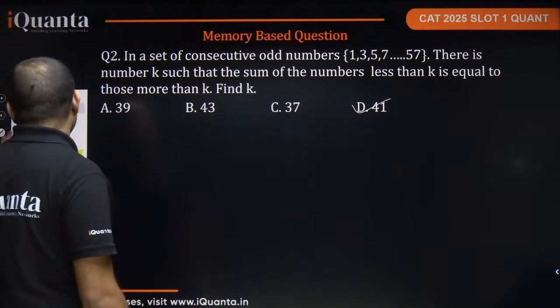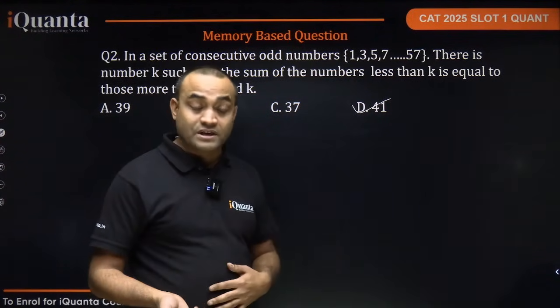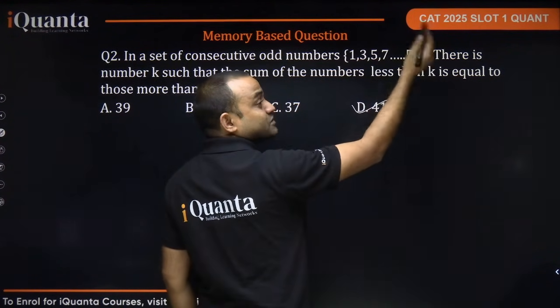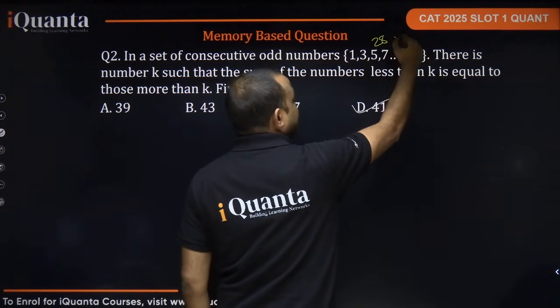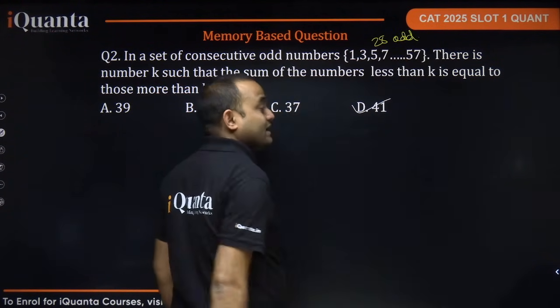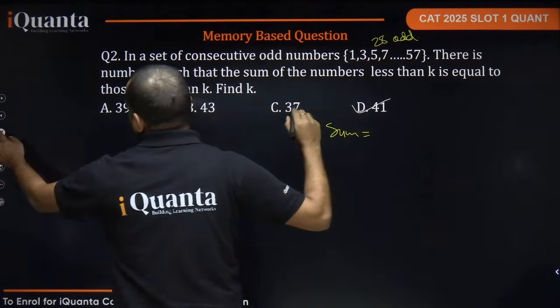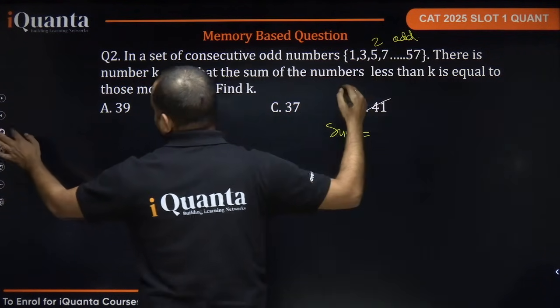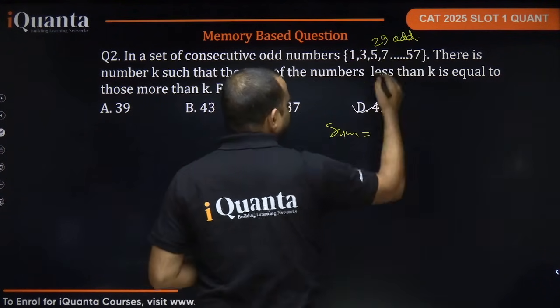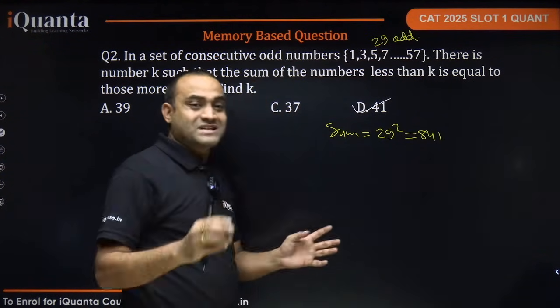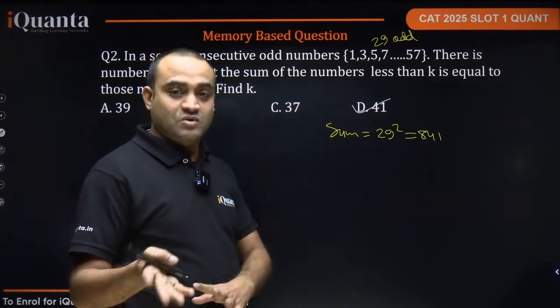So the concept that we are going to use here: how many numbers are there? 57 plus 1 by 2, there are 29 odd numbers. And their total sum will be equal to 57 plus 1, 58 by 2, that is 29, so this will be 29 square, that is equal to 841. The sum of the first n odd numbers is equal to n square.